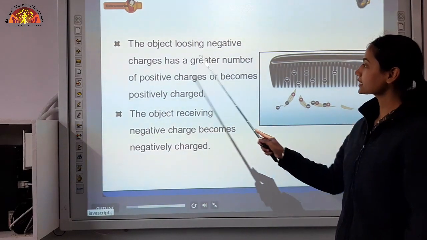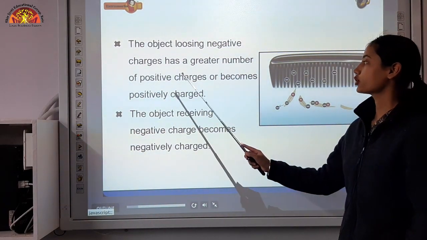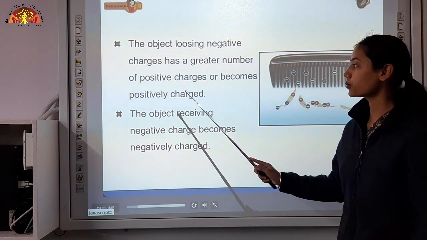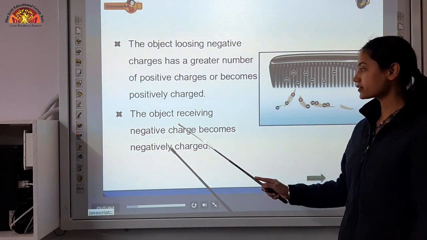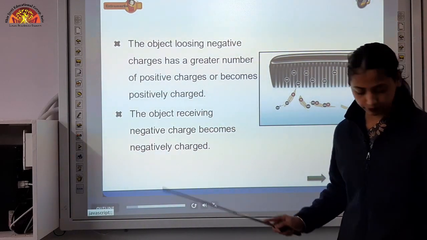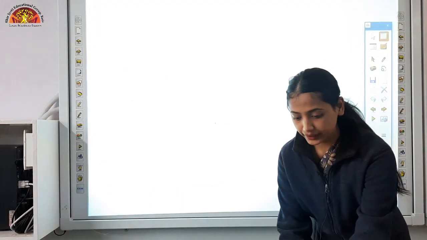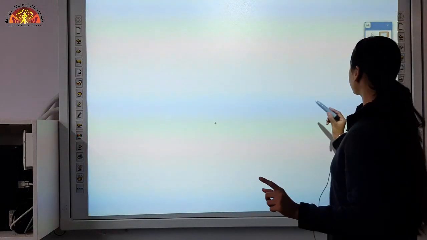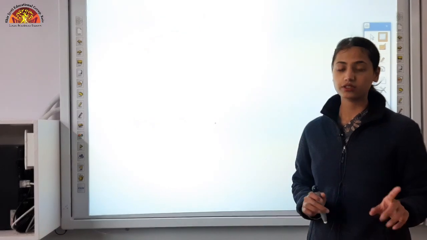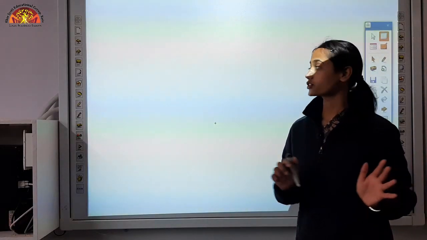The object losing negative charges has a greater number of positive charges, or becomes positively charged. The object receiving negative charge becomes negatively charged. By this we mean, always remember, there is transfer of electrons. The protons are untouched.